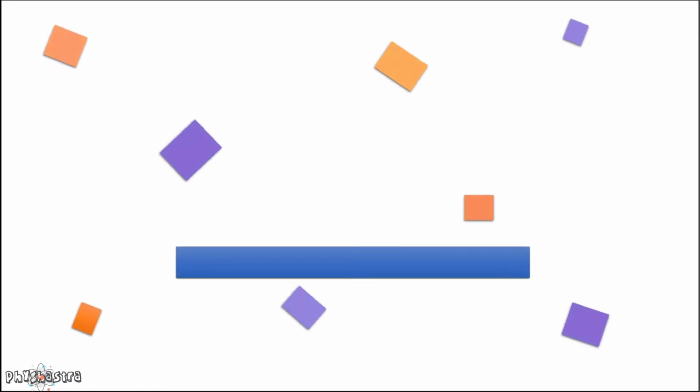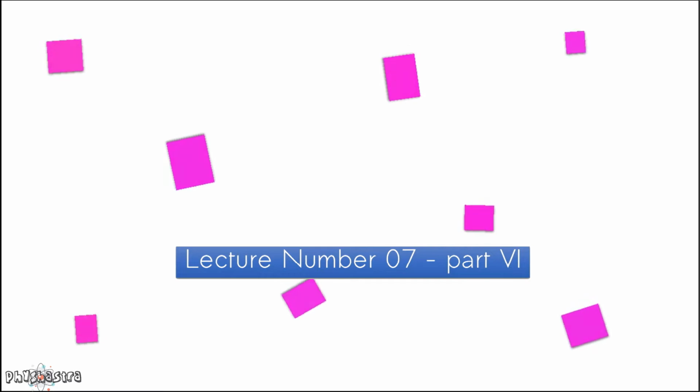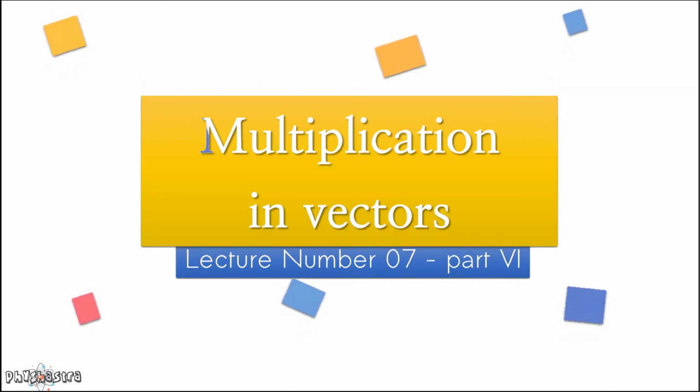Hey guys, welcome to the lecture series of Elementary Classical Mechanics, where we embark on our journey from basic to advanced physics. This is lecture number 7, part 4, on multiplication in vectors.